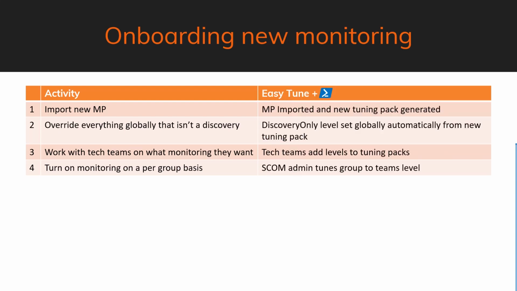How are we going to do that with EasyTune and with the PowerShell SDK? We're going to start off by importing our management pack using the regular SCOM SDK. We're going to generate a new tuning pack based on that management pack, and then we're going to globally set the discovery only level. In other words, turn off everything that is not a discovery. Steps 3 and 4 can then happen in their own time without those teams being bombarded with alerts they hadn't signed up for. And the largest part here is just getting buy-in from teams. It's never the tools that cause the problems, it's the people, right?